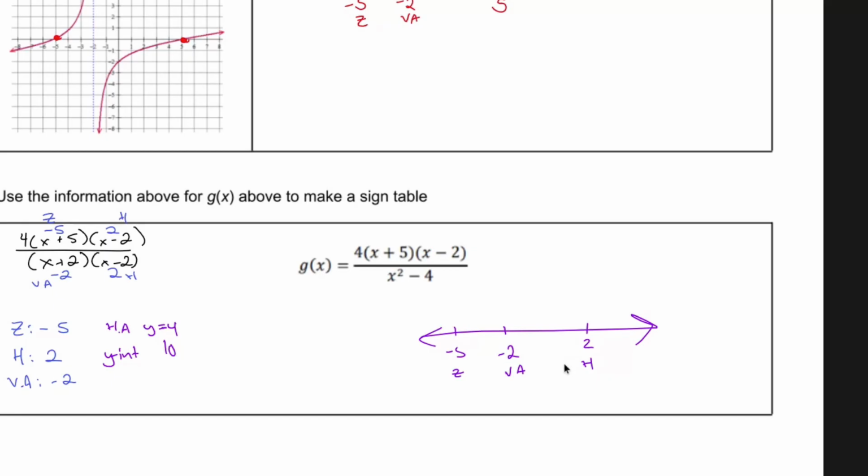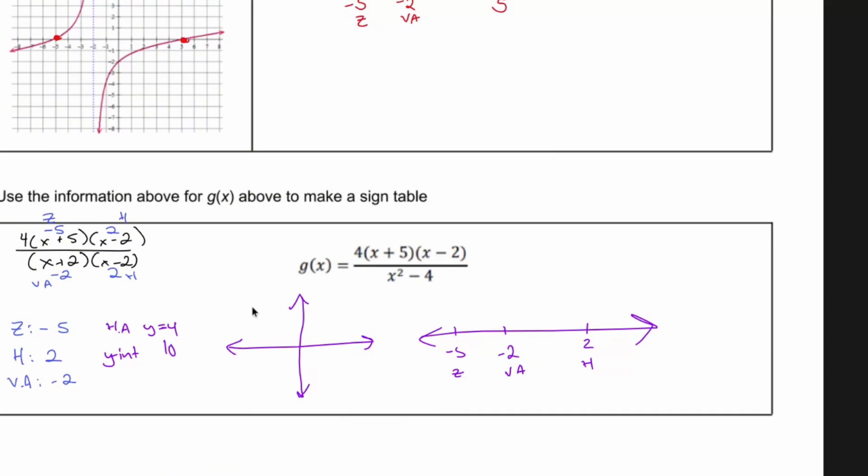Y-intercept at 10, horizontal asymptote at 4. Okay, so that's a lot of the information that I have. So if you're wondering, how do I know what this is going to look like? Let's build ourselves a very, very basic sketch of the information that we have.